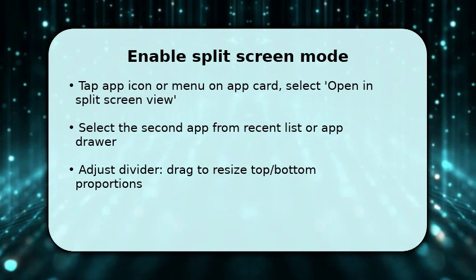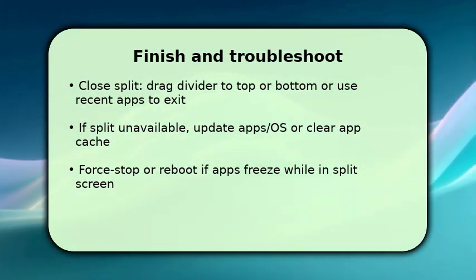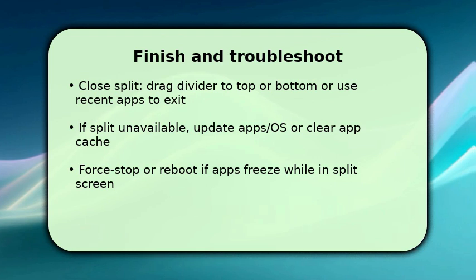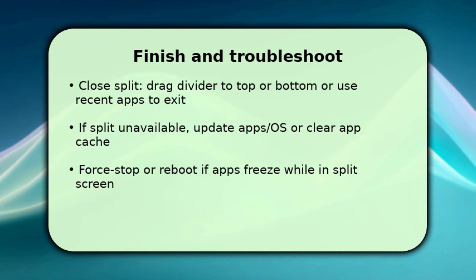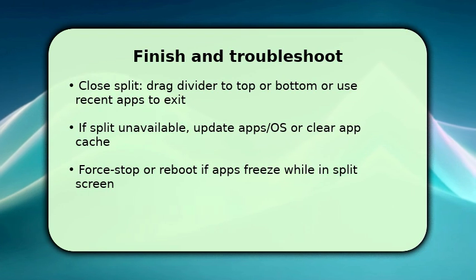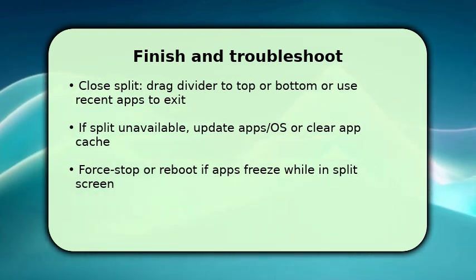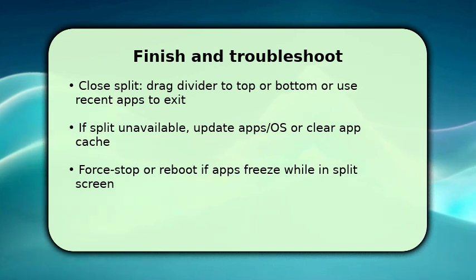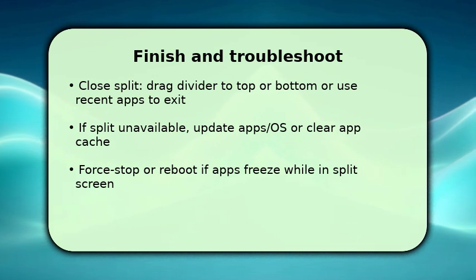To finish, drag the divider fully to the top or bottom to restore single app mode, or press recent apps to manage windows. If you can't enable split screen, make sure both apps support split view. Many games or camera apps block it. Once done, update the system and app packages and clear an app cache if behavior is odd. If an app freezes, force stop it or reboot the phone. That usually resolves resource conflicts and restores normal multitasking.